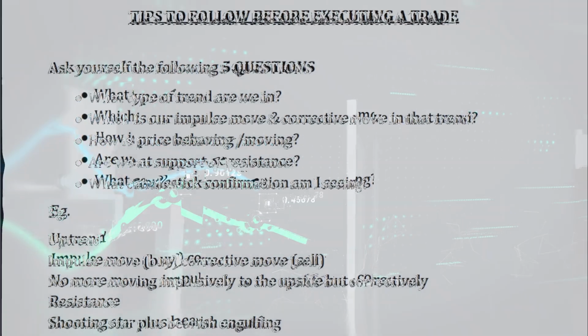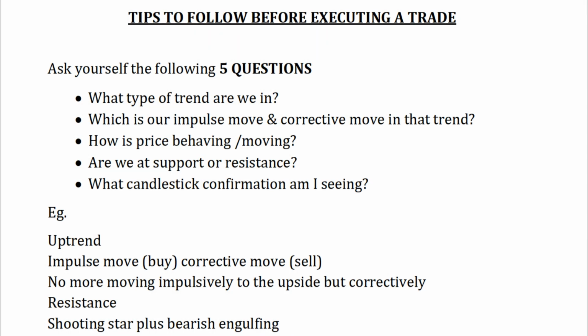What are the 5 questions? Number 1, what type of trend are we in? Are we in an uptrend or a downtrend? Secondly, which is our impulse move? Which is our corrective move? Thirdly, are we still respecting the second question? Are we still in an uptrend? Are we still impulsing to the upside and correcting to the downside? In a downtrend, are we still impulsing to the downside and correcting to the upside?